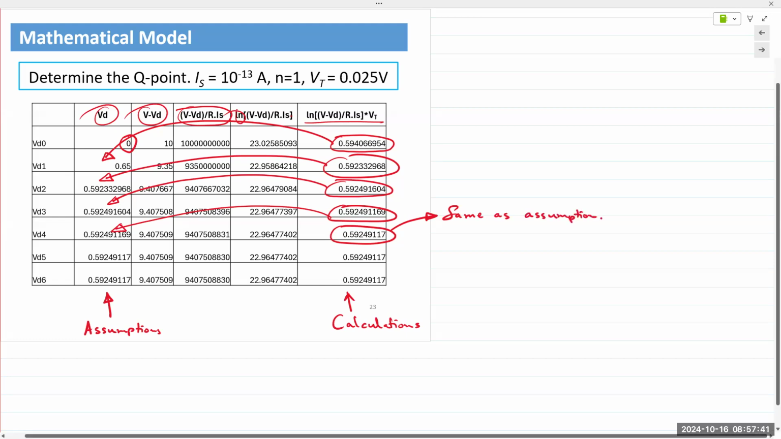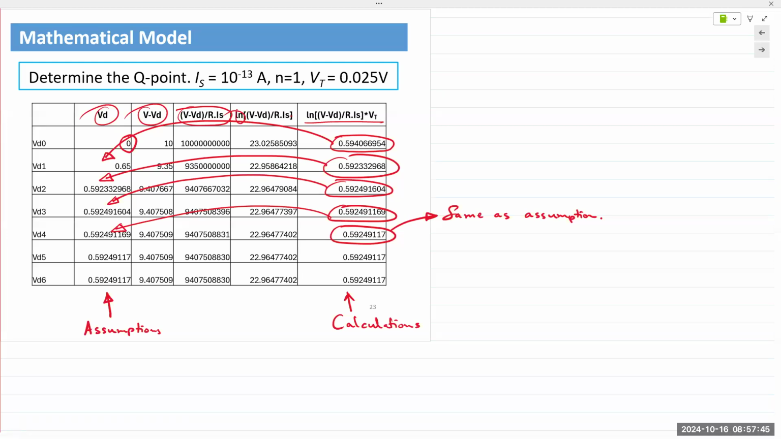And truly, we don't even have to go all the way to like 6, 7 digits. 0.594, 592, and 592. Within 3 steps, it has converged. Yes.